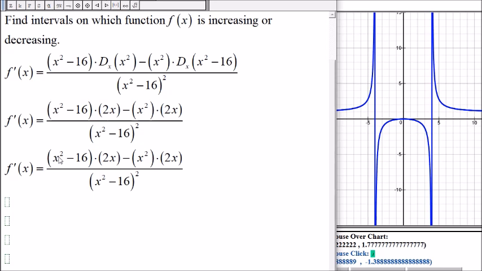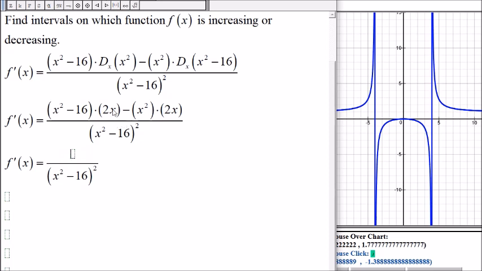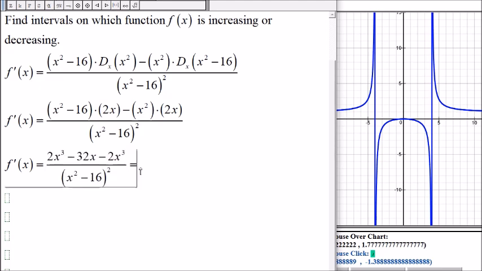And then 2x times x squared, that would be 2x to the third. 2x times minus 16 is minus 32x. And then minus x squared times 2x, and that would be 2x to the third. And then right here we can see that 2x to the third minus 2x to the third is 0. So what's left is just minus 32x.